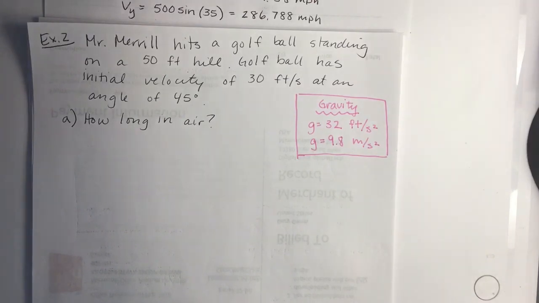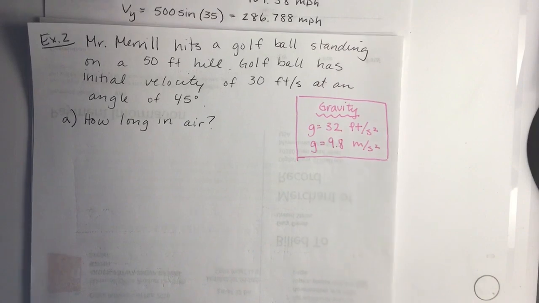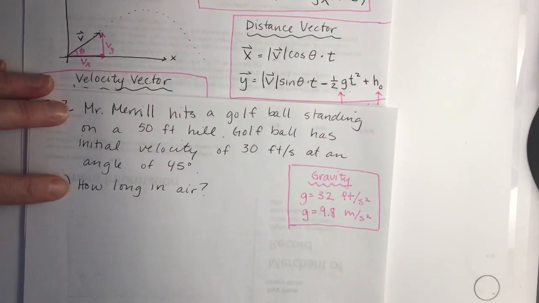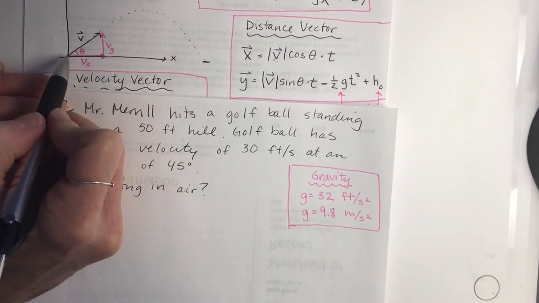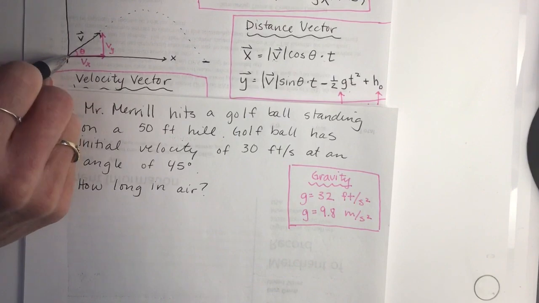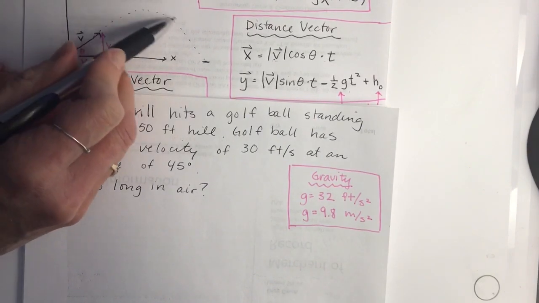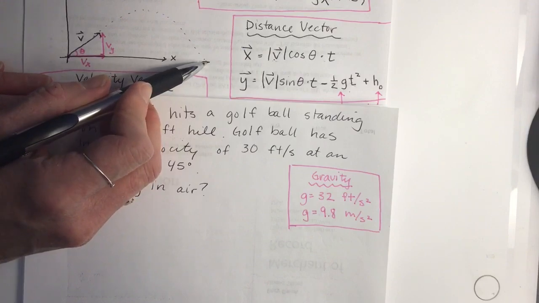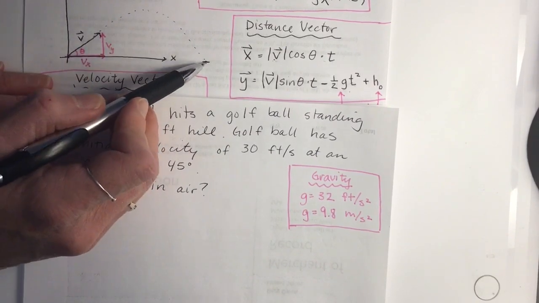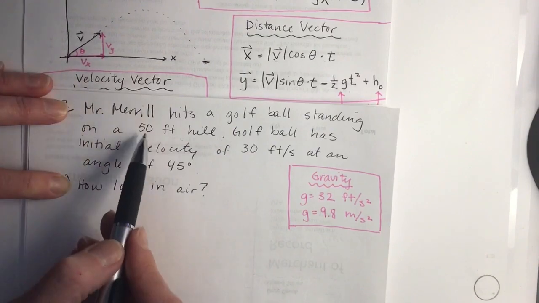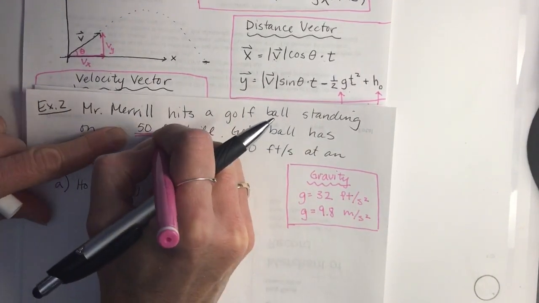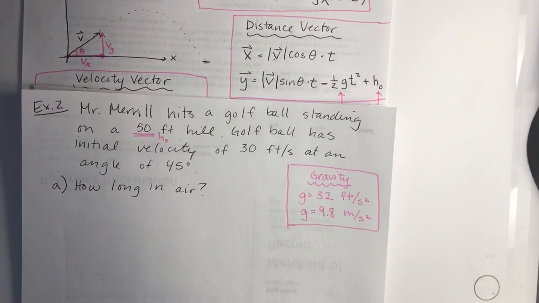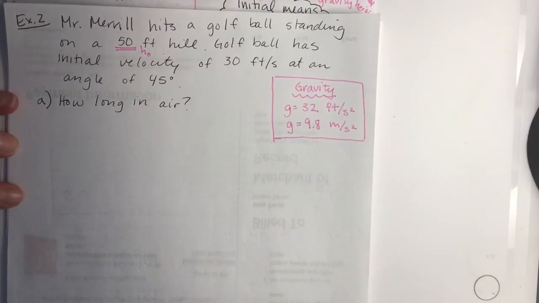Okay, now how long is the golf ball in the air? If we go back to our picture, this is the whole time it's in the air until we hit back down here. The height at the beginning is basically 0, and then we go a long ways and hit 0 again. This problem's a little bit confusing because we're not starting at 0. We're a little bit higher than 0. He's standing on a hill at 50 feet, so that's going to be our initial height, h sub 0. How long is it in the air?